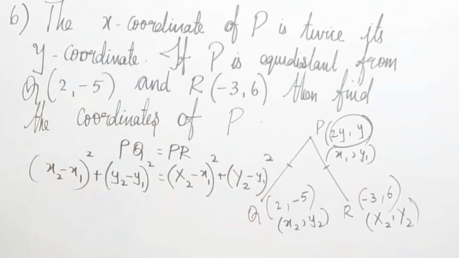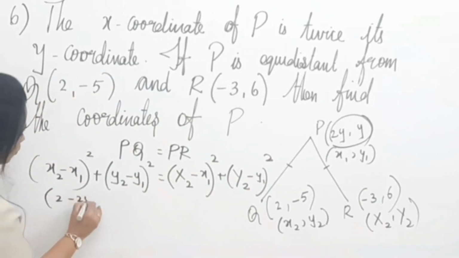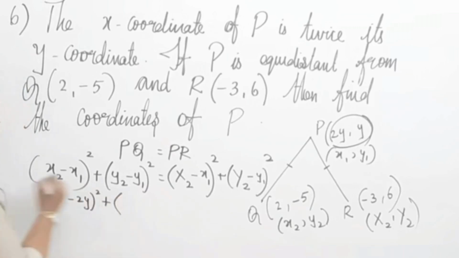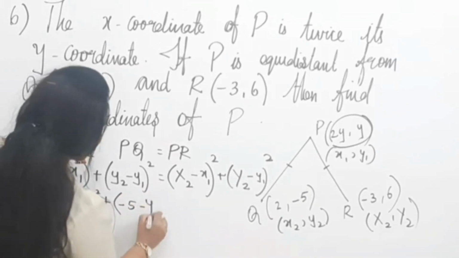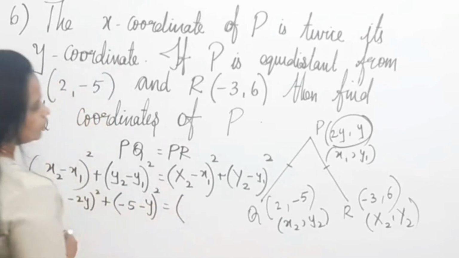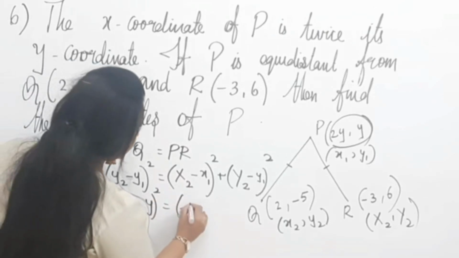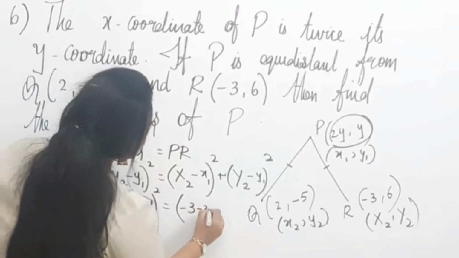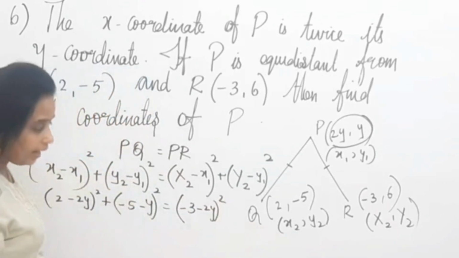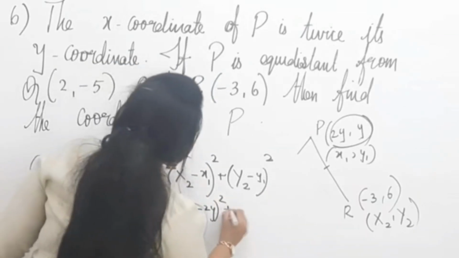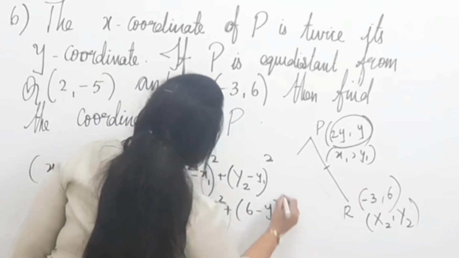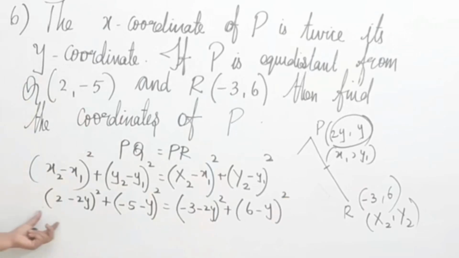Now I am going to substitute here. My x2 is 2 minus x1 is 2y, the whole square, plus y2 is minus 5 minus y1 is y, the whole square, is equal to caps X2 is minus 3 minus 2y, the whole square, and caps Y2 becomes 6 minus y, the whole square. Hope everyone gets how to substitute the values.